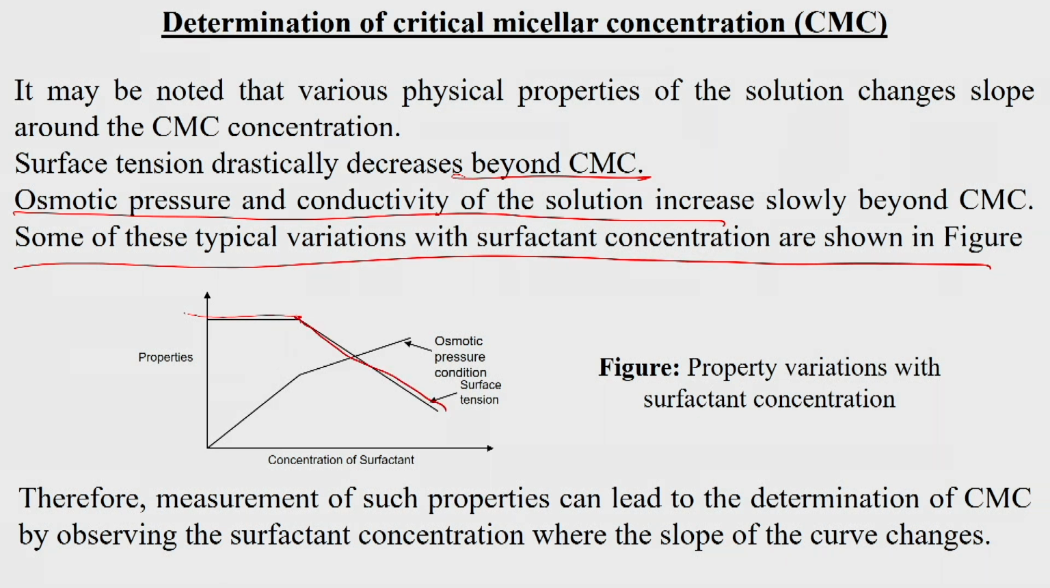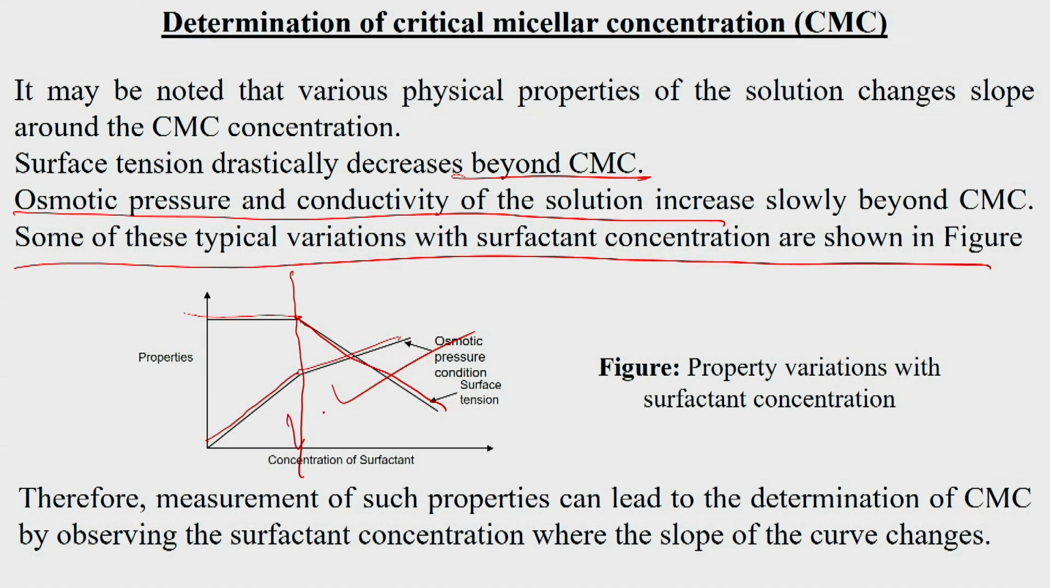Because at that time many surfactant monomers agglomerate. Like this, the osmotic pressure also increases slowly, and once it exceeds its CMC value, the osmotic pressure does not increase drastically, and there are many such parameters. So, there is one concentration beyond which all the properties behave differently from the properties below this concentration.